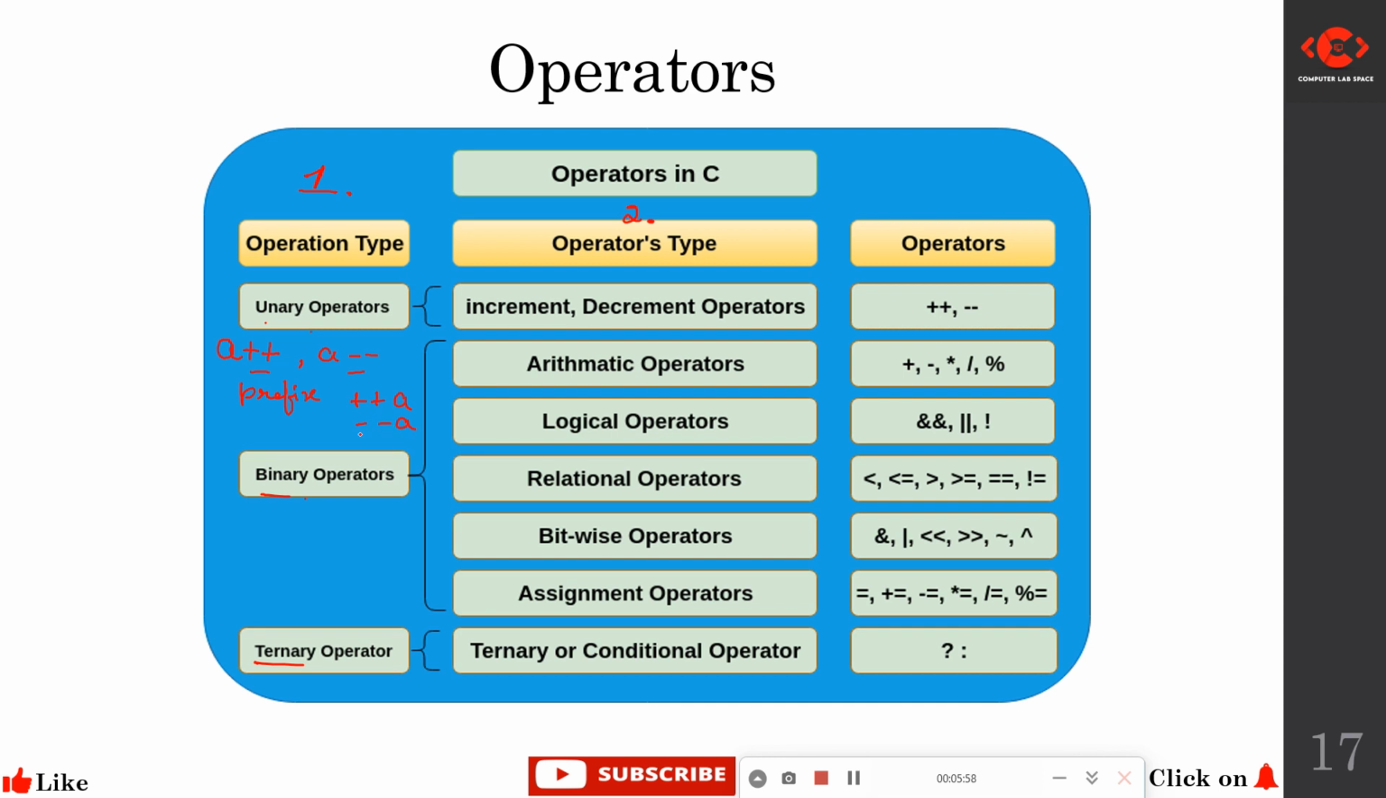Next we have binary operators. A binary operator is nothing but an operator which acts on two operands to produce the result.